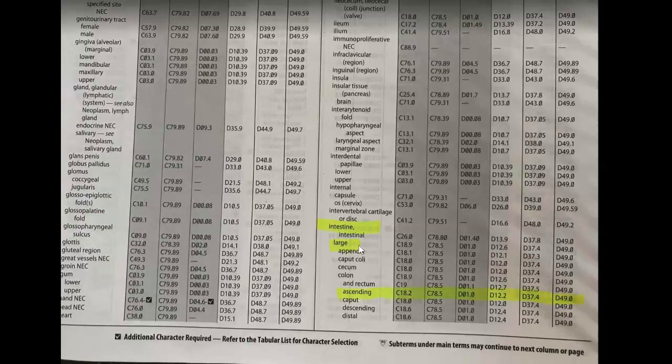So under the large, which is also another word for colon, you do see colon. And under colon, you see and rectum and ascending. Which one are you going to choose? You don't have the word rectum in your doctor's notes, right? So you will choose intestine, large. Large is another word for colon. And we have different parts of the large intestine. So we choose colon. Under colon, we choose ascending.